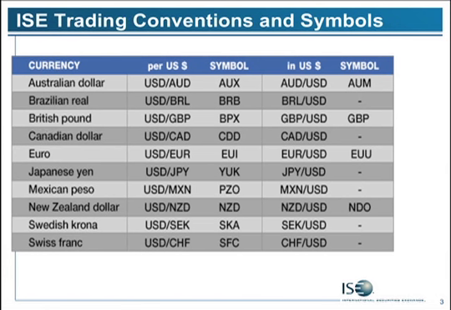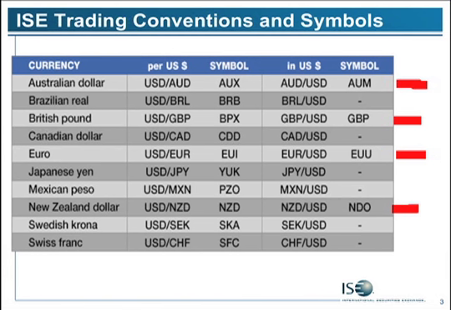And here are the symbols. I guess the question that I get most often is, what is the symbol for the Canadian dollar? Well, the Canadian dollar symbol is simply CDD. We have dual conventions in some of the currency pairs. For example, you'll note that the Australian dollar, the British pound, the euro, and the New Zealand dollar all trade in dual conventions, meaning that you can trade based on a dollar base or a dollar quote.